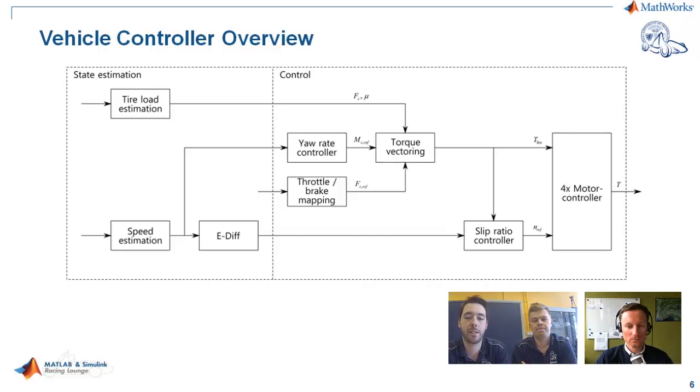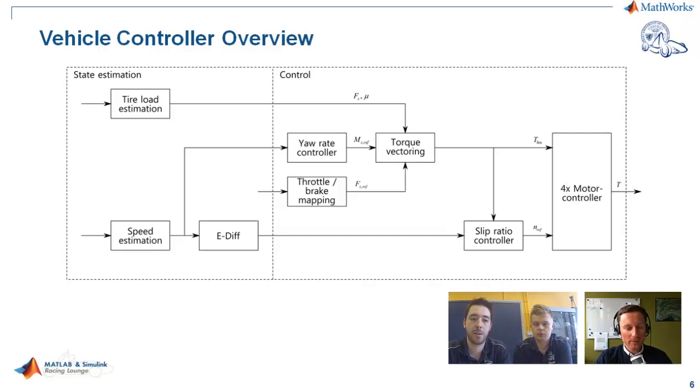So on the right is the actual control system. And here you can also see the yaw rate controller, the torque vectoring and the slip ratio that I mentioned earlier. And indeed to the motor controller we send torque limits and a wheel speed set point. And the motor controller then has its own control loop to actually send current to the motors.